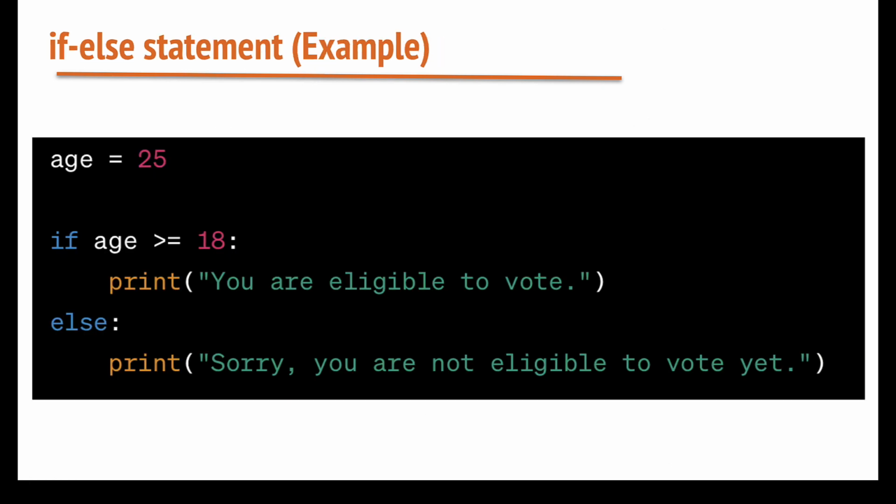So let's take a look at this. Let's say we have a value for age, which is 25. If age is greater than or equal to 18, it's going to print you are eligible to vote. Else, since we don't have to do an additional condition, because if it's something else, then it says sorry, you are not eligible to vote. And that's it for this example.